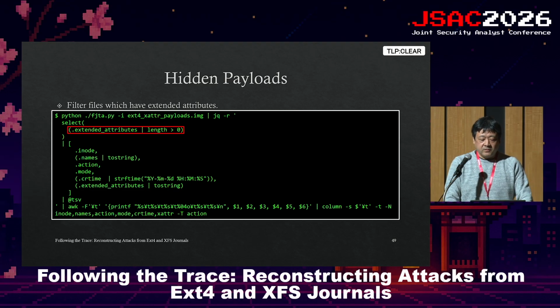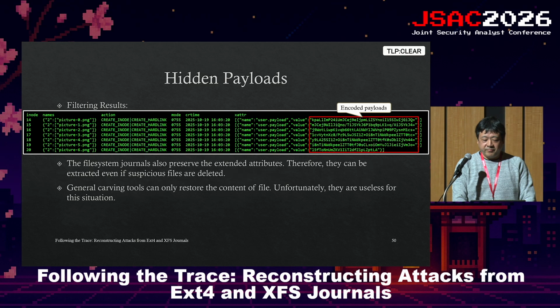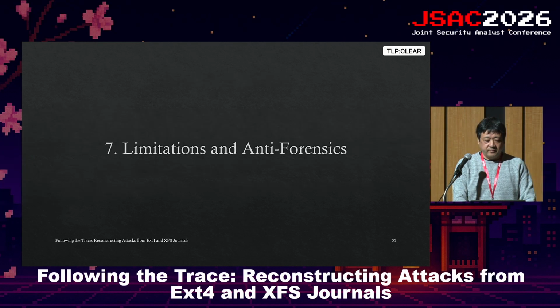Here we are setting a filtering condition to simply output those with extended attributes set. In this sample, files with extended attributes containing base64 encoded data are filtered. Since changes in extended attributes are also recorded in the file system journal, this type of investigation is possible. Even if the file itself is deleted, the investigation is possible if it is still in the journal. Journal carving tools would likely find this difficult to handle.